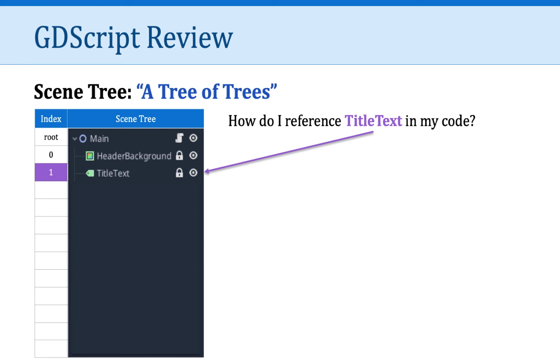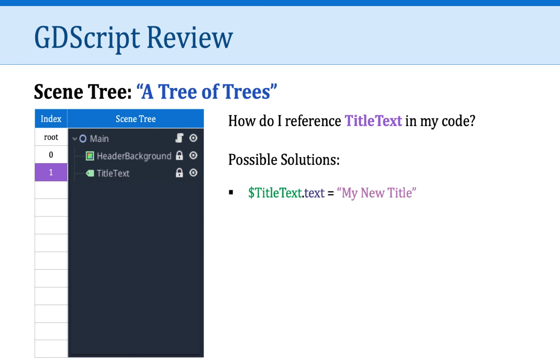Well, let's take a look at an example. What if I wanted to reference the label title text in my code? Let's say I wanted to change the text of that label. How could I do that? Well, one possible solution would be to set $title text.text equal to my new title. Now notice here I have to use the $ sign to tell Godot that I want to communicate with the label named title text. Another way to accomplish the same thing is to tell Godot, get the child at index 1 and set its text value to my new title.